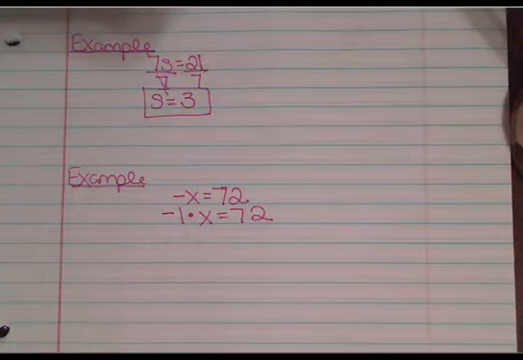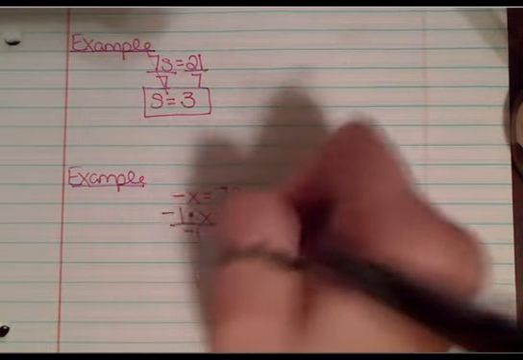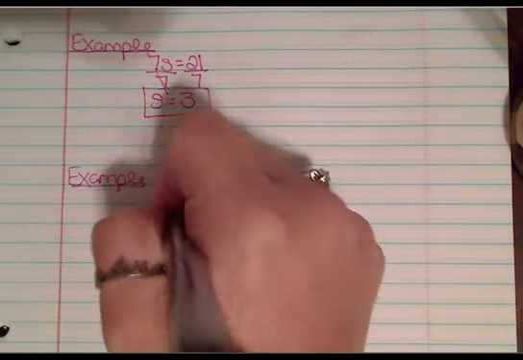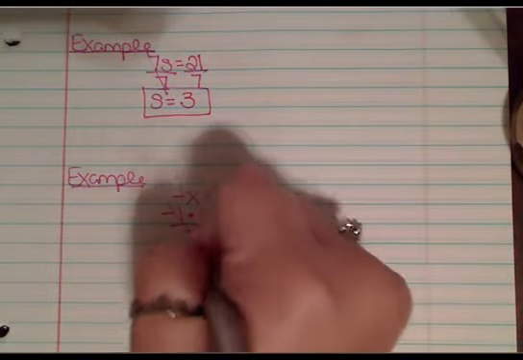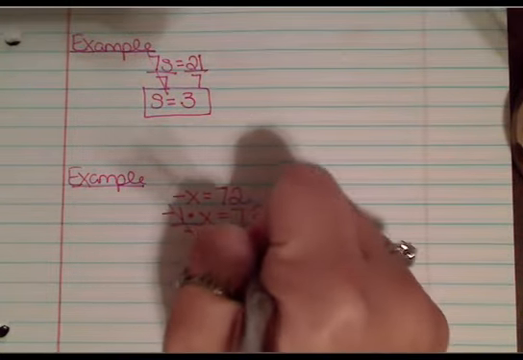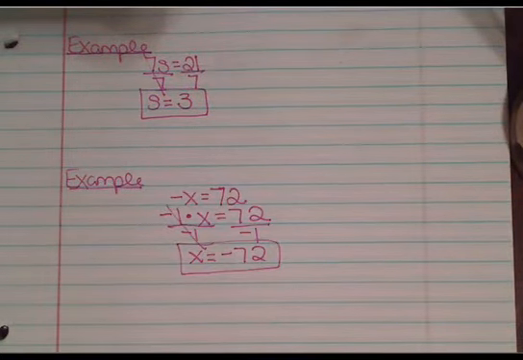So if that negative 1 is multiplying the x, then that means we have to divide both sides by negative 1. So divide by negative 1, divide by negative 1. Those negative 1's on the left will cancel. So that leaves us with x equals negative 72. Alright, let's go on.